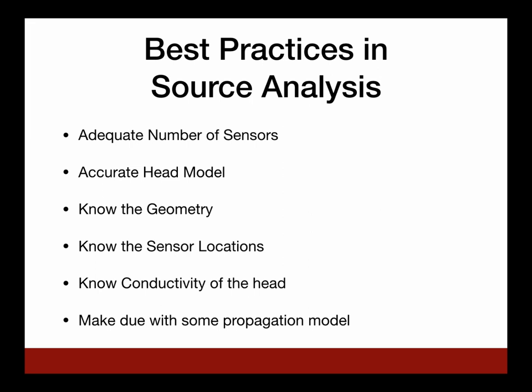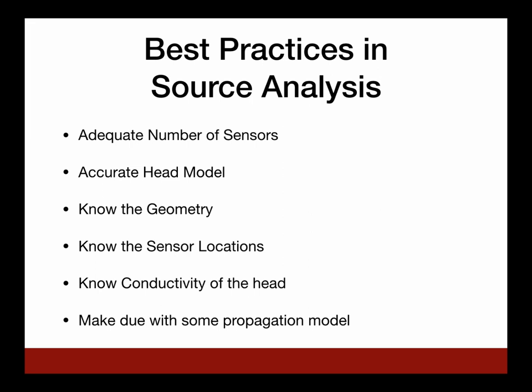So right now, typically we recommend if you're going to do source analysis, you really need an adequate number of sensors, whether that's 128 or 256 channels like we have here at NIH. You need some kind of accurate head model, which I'll talk about a little bit later on. It's really helpful if you know the geometry of the electrodes in relation to the scalp and skull. So if you actually know where the electrodes are on the head, you might be able to map where those currents are coming from.